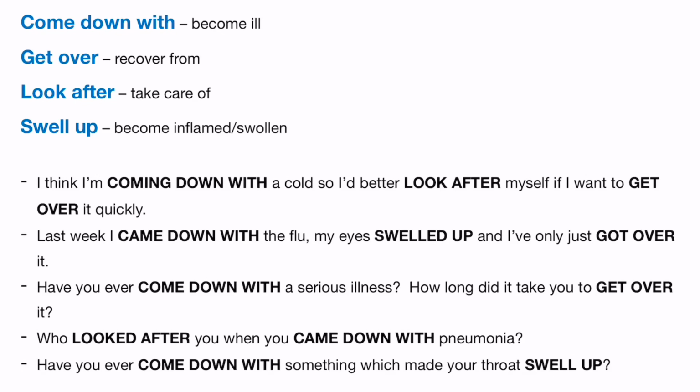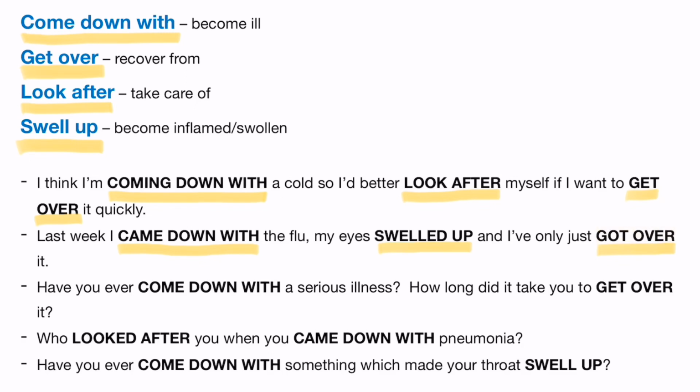Come down with means to become ill. Get over means to get better, to recover from this illness. Look after means to take care of. And swell up means to become inflamed or swollen. I think I'm coming down with a cold, so I'd better look after myself if I want to get over it quickly, which means I think I'm getting a cold, and so if I take care of myself, I'll recover quickly. Last week, I came down with the flu. My eyes are swelled up, and I've only just got over it.